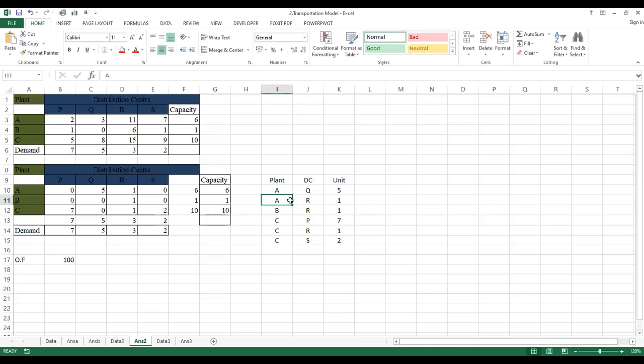Plant A only has to supply to Q and R. Plant B only R. C we can send to P, R, S, but you should not send to Q plant. So this is the unit. If you do this process, you will get the best transportation cost. That's it. Best transportation cost.